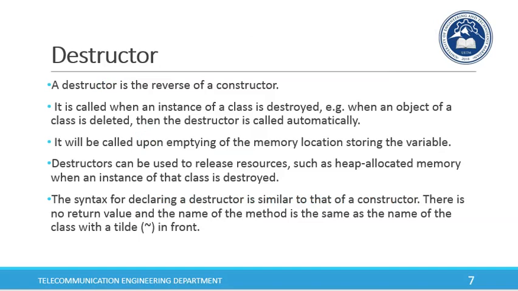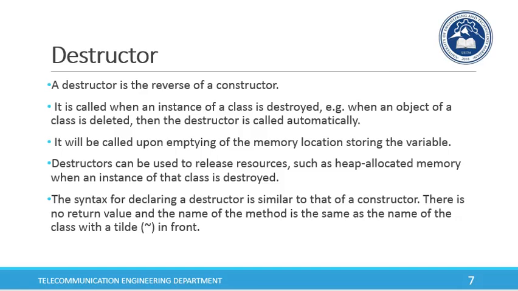Now what is a destructor? A destructor is the reverse of a constructor. It is the reverse function of a constructor. It is called when an instance of a class is destroyed. When an object of a class is deleted, the destructor is called automatically. First it will be constructed and then it will be destroyed if we call a destructor.